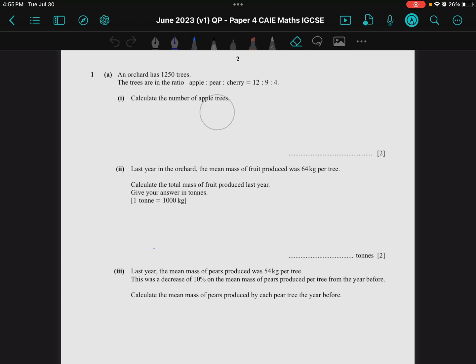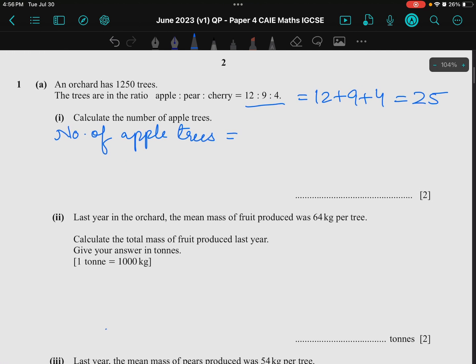To find the number of apple trees, what we have to do? We have to first add the ratio terms. So what is the total of these terms? 12 plus 9 plus 4 will give me 25. Now, the number of apple trees is equal to, what is the ratio for the apple trees? 12 upon the total of the ratio terms, 25, multiplied by the total number of trees, which is given as 1250.